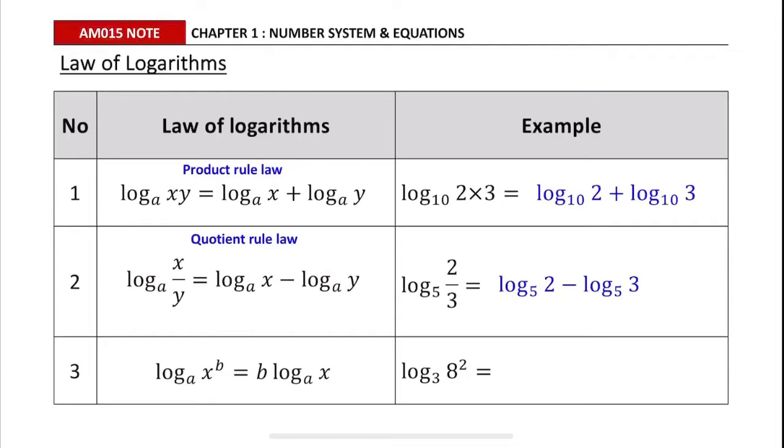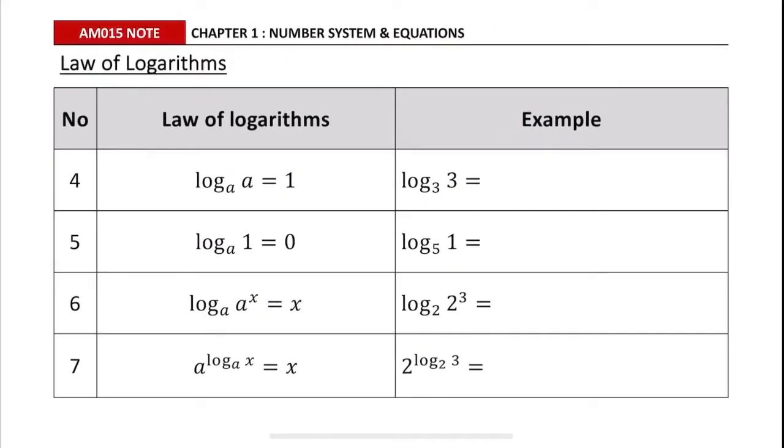The third law is the power rule, where log base a of x to the power of b can be written as b multiplied by log base a of x, which means we transfer the power of b to the front of the log. The example is log base 3 of 8 squared, and this equals 2 multiplied by log base 3 of 8.